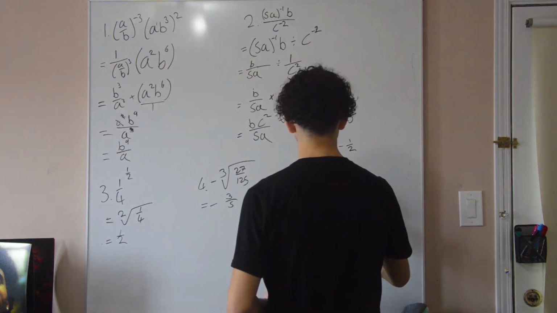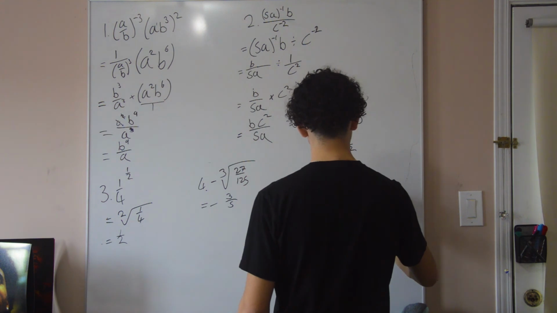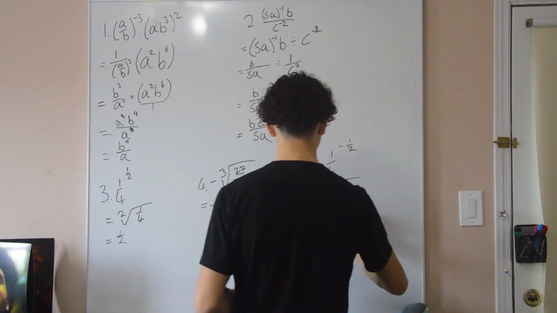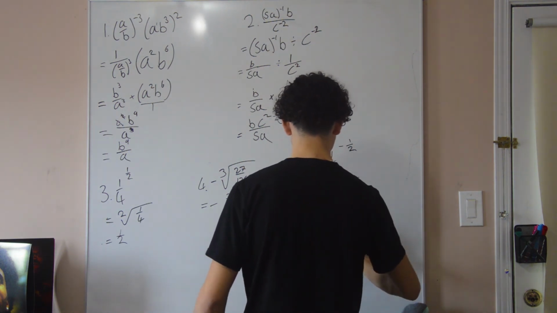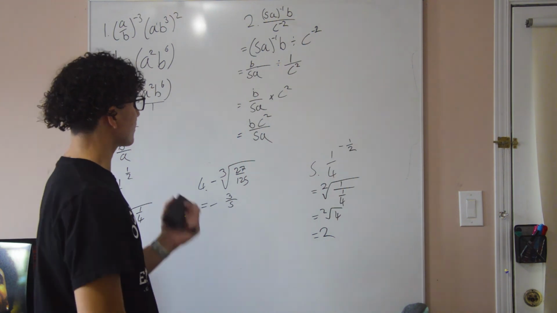This one right here, we want the square root of 1 over 4 because it's a negative. And then this just becomes square root of 4. And we are left with 2 as our final answer.